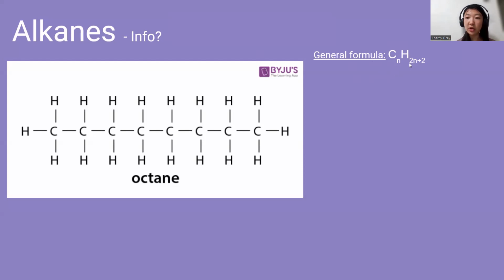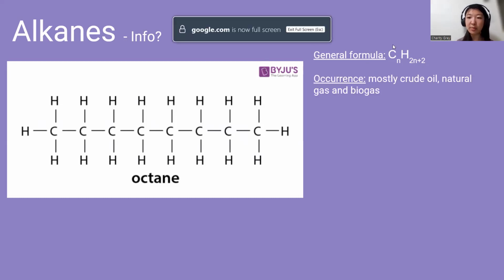Then you will know that your hydrogens must follow this math rule. So you have 2 times 8 plus 2. So 2 times 8 is 16. 16 plus 2 is 18 hydrogens. So you know you must have 18 hydrogens. And if we check here, if we count 1, 2, 3, 4, 5, 6, 7, 8, 9, 10, 11, 12, 13, 14, 15, 16, 17, 18, we can see that this octane, this 8-carbon alkane, also has 18 hydrogens, just like the formula said. And so you want to remember this formula.